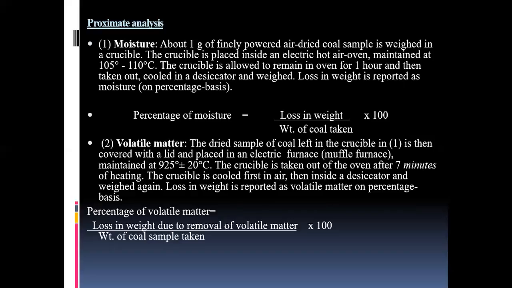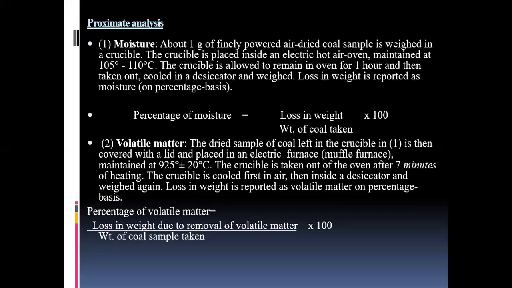But the temperature that has to be maintained in the muffle furnace is 925 degrees centigrade, plus or minus 20, which means the temperature can be maintained between 905 to 945 degrees centigrade. Between these temperatures, the muffle furnace must be maintained. Once the crucible is placed, it is exposed to this temperature for about 7 minutes. For 7 minutes, the sample must be heated in the muffle furnace.